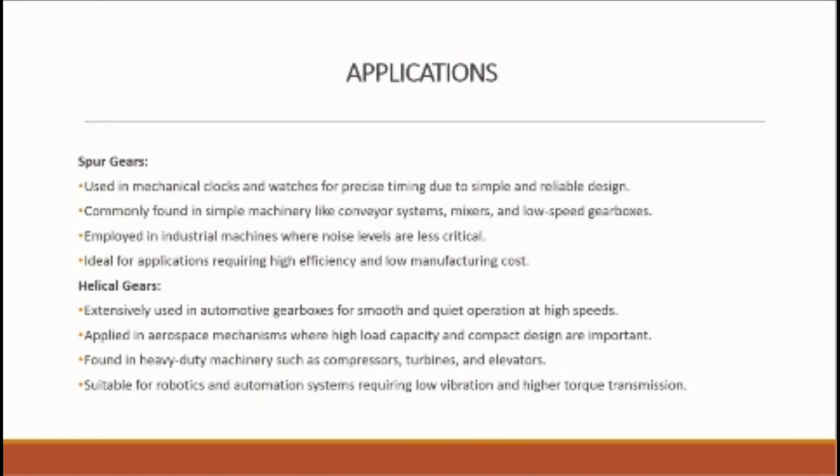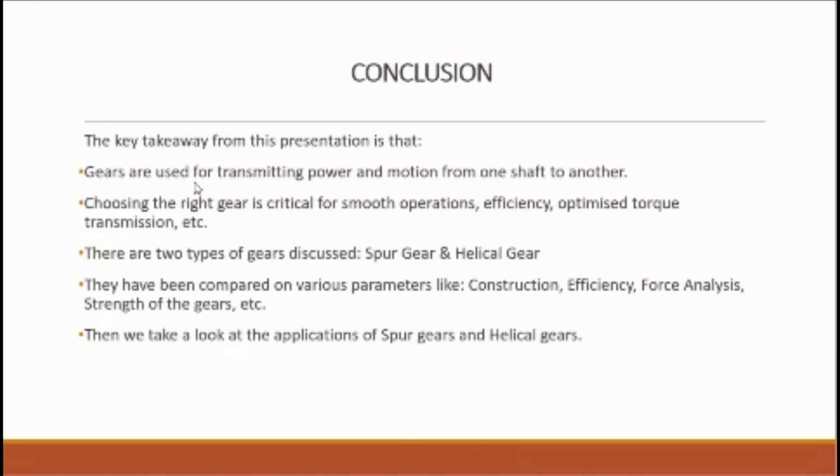It is generally used where the noise criticality is more, so we need quieter operations, and the manufacturing cost is also slightly higher. As the key takeaways of this presentation, gears are used to transmit power from one shaft to another. It is also used to transmit motion and torque. And choosing the right gear is important because it leads to smoother operations. The efficiency and the torque transmission and other factors of the system are also increased, and we get a good life out of the system.